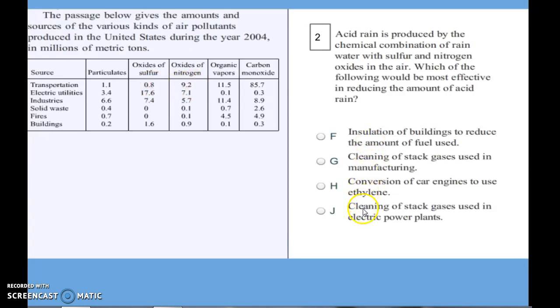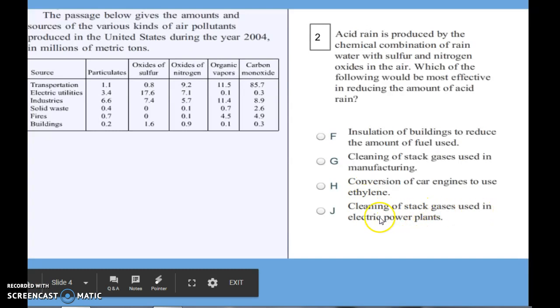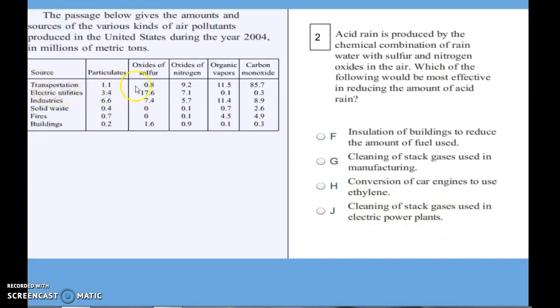And then the last, cleaning of stack gases used in electric power plants. Well, we need electric power plants for the electric utilities, and that's our biggest producer of the oxides that mix with water to make acid rain. So it obviously has to be J.